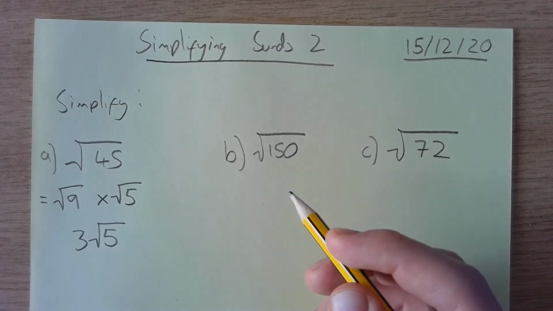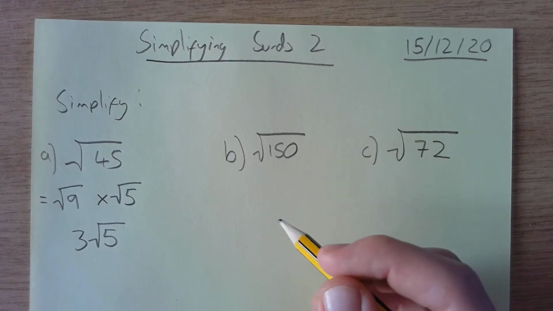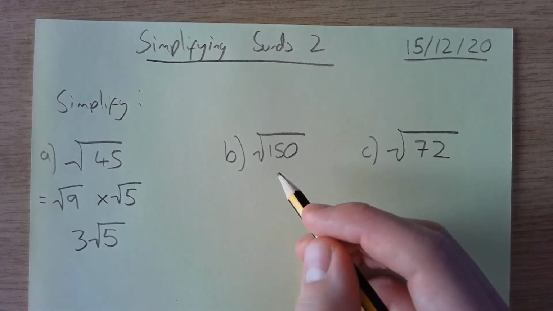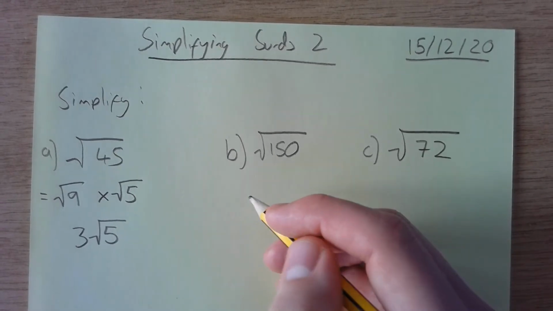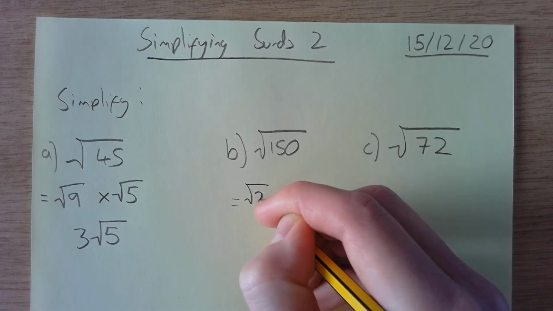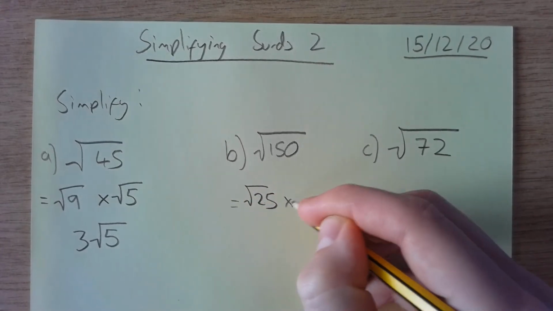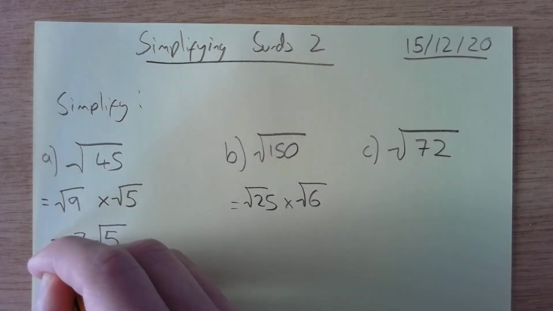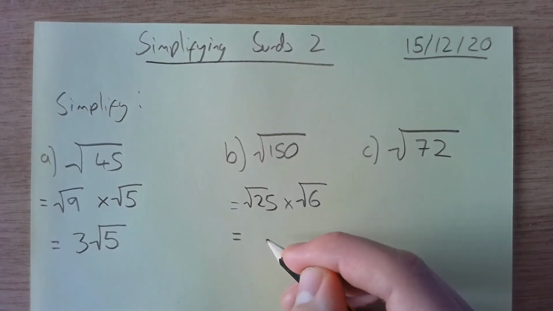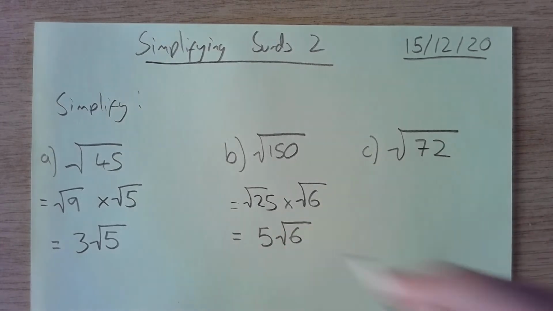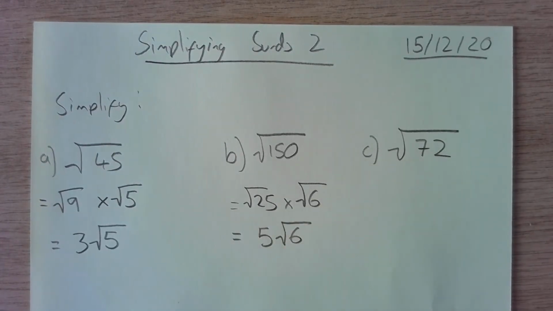Okay, hopefully you've had a go at that now. If not, maybe if I do the first step for you, pause it and see if you can do the second step on your own. So 150 has a factor of 25, so I can write it as root 25 times root 6. And then the square root of 25 is 5, so it's the same as 5 root 6.